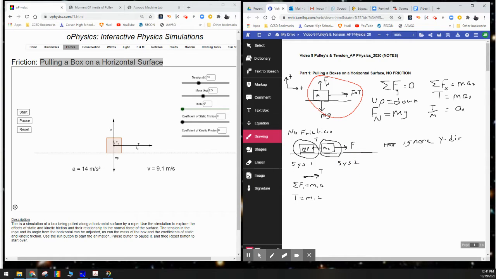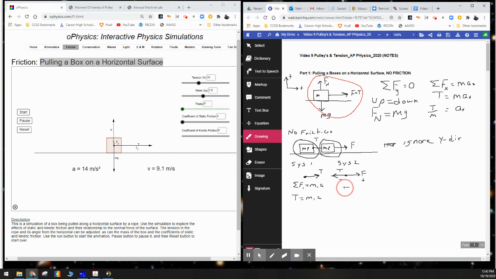Looking at system two, we're going to assume that all the forces are acting on this point mass at the center of mass. I'm going to draw a free body diagram here. We have a force going in this direction, and there's also tension. It's the same string, so we don't need to identify it as T1 or T2. It's tension going in this direction. So this way is positive and this way is negative.